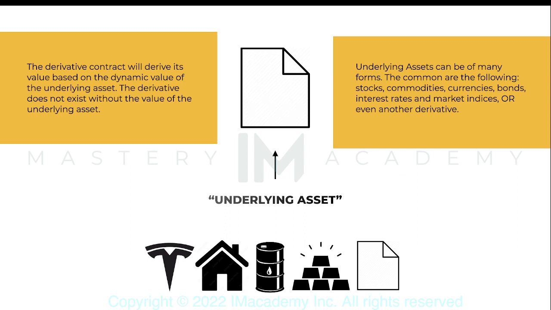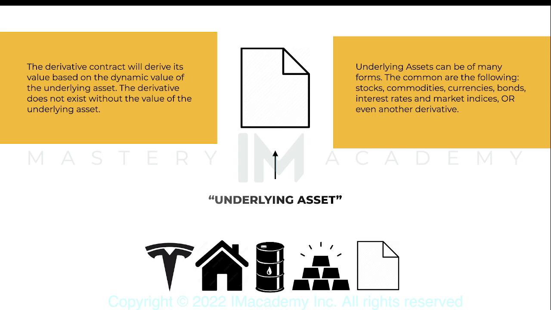and this contract is called a derivative. Okay? So the most important thing for now is to remember that the value of a derivative always depends on the value of the underlying asset. So it comes from the dynamic change of the price of the underlying asset.